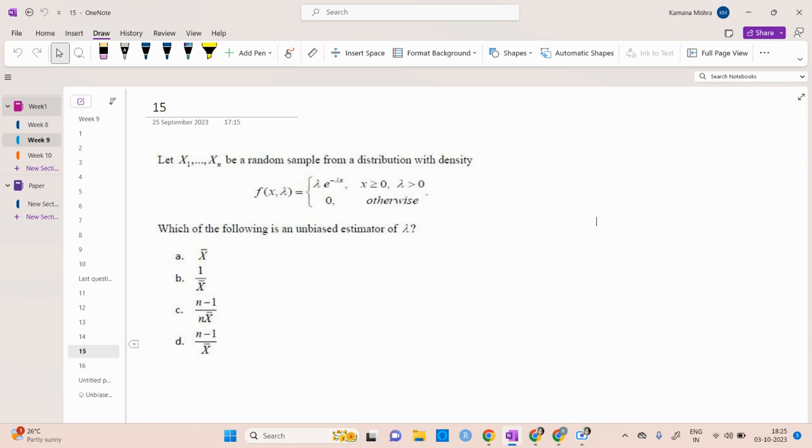Okay, so now to find just one estimator, what we can do is that we can find the estimator by using any of the methods.